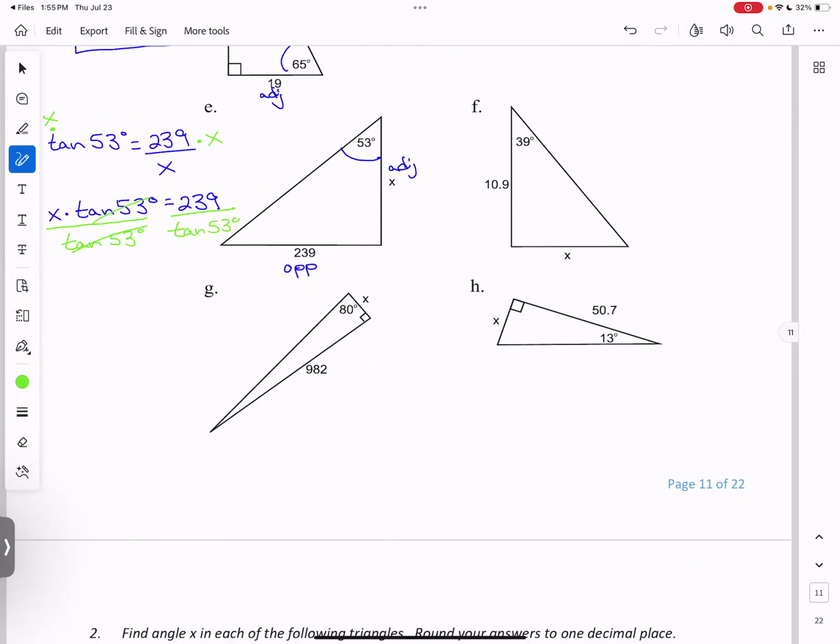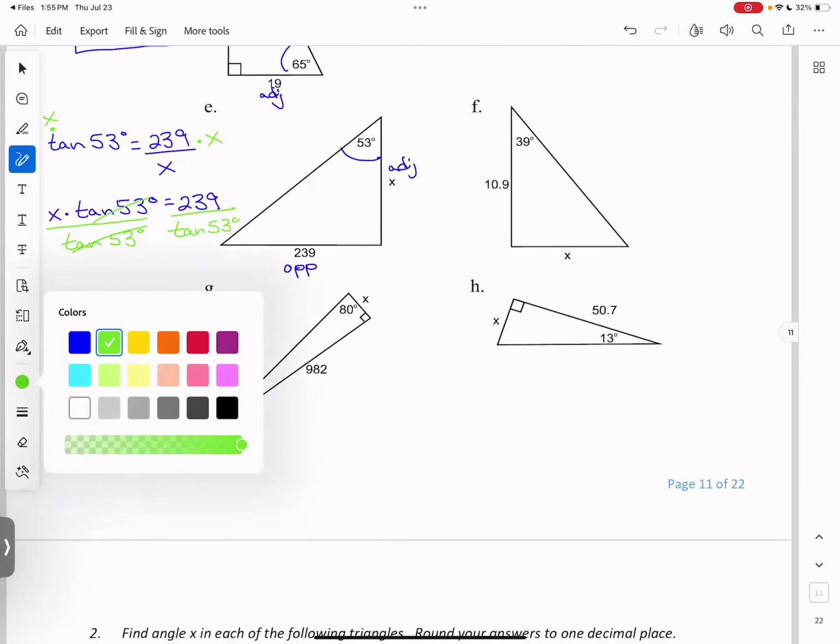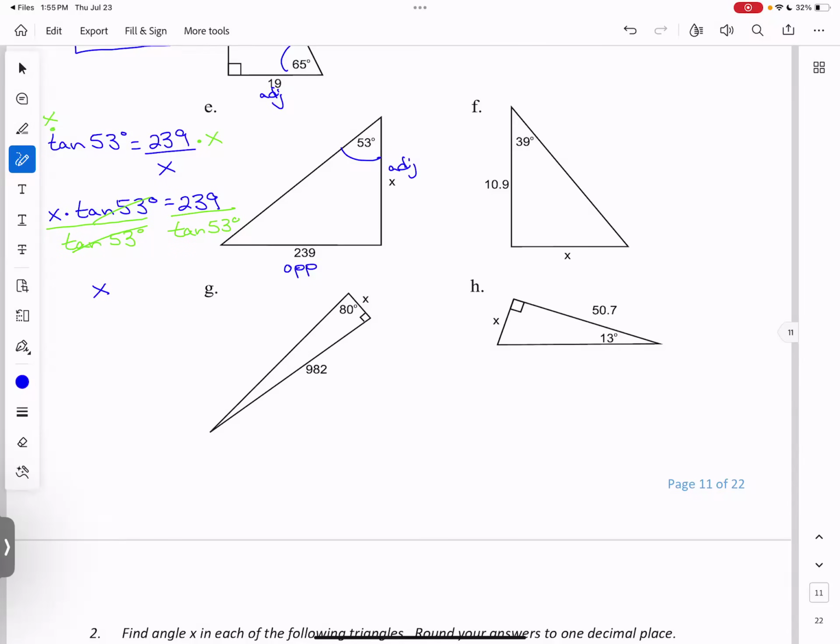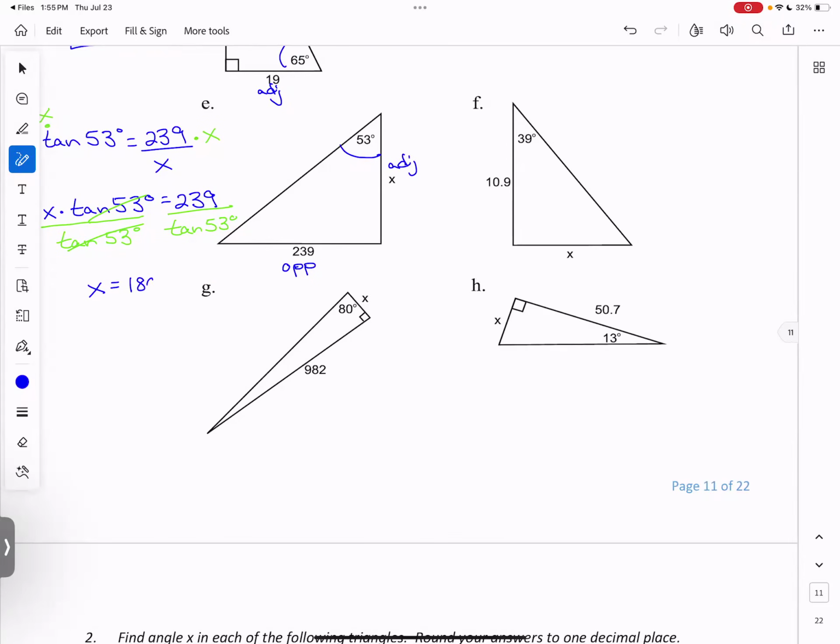Okay, so now I have x is 239 over tan of 53, which is something I can calculate. And it gives me 180.1. Not degrees, 180.1, that's a length.